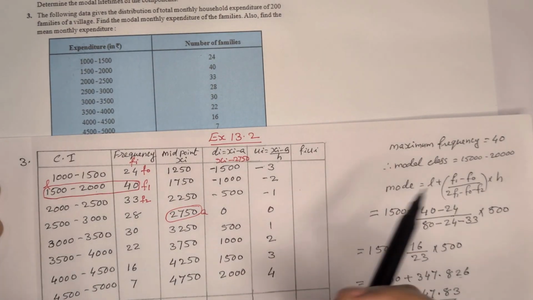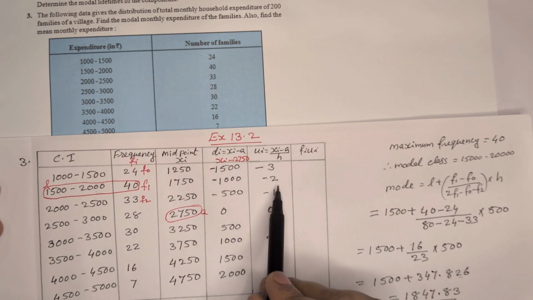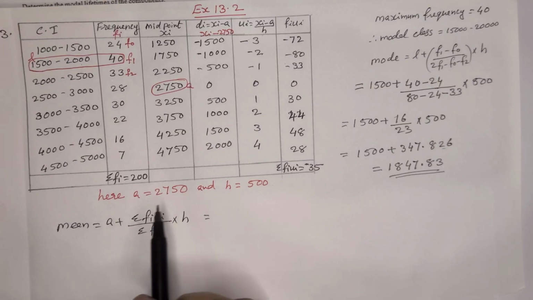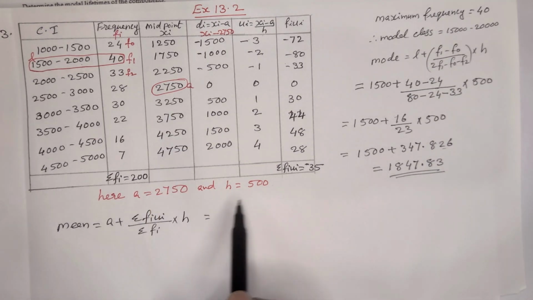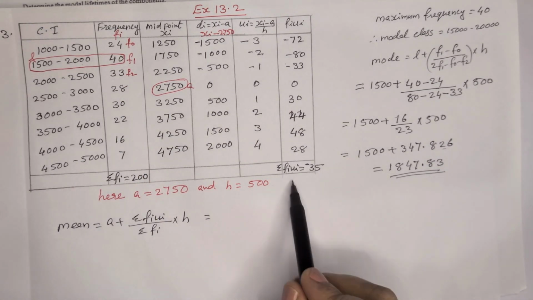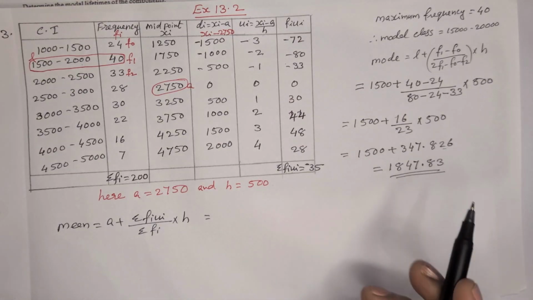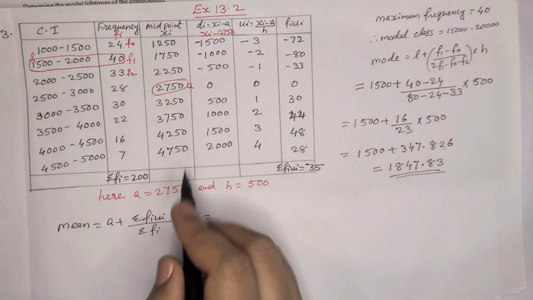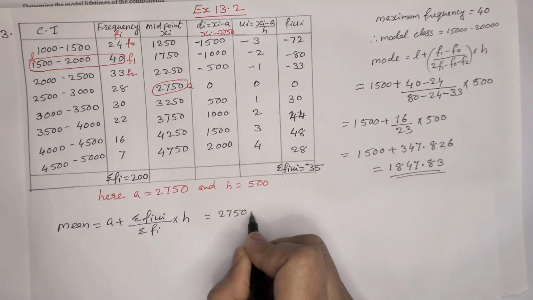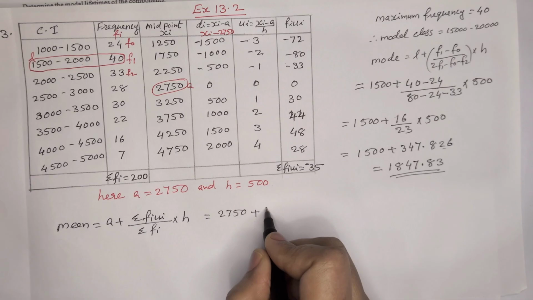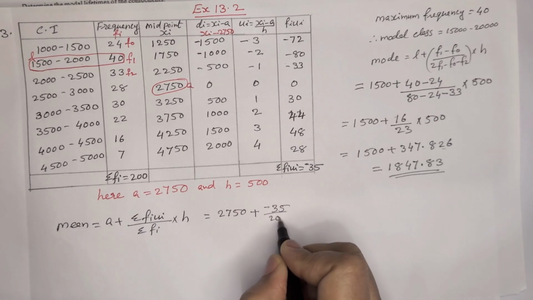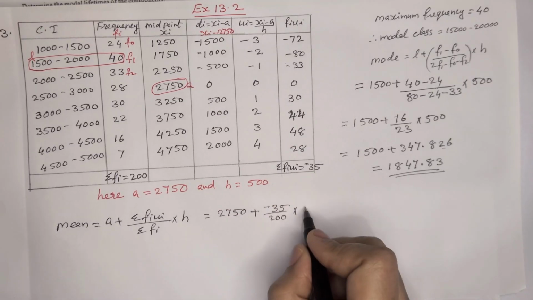So that will come as minus 3 into 24, minus 2 into 40. You can write it here. Here A is equal to 2750 and h is equal to 500. Total frequency 200. Sigma fi ui is minus 35. So we can apply the values here. A is 2750 plus sigma fi ui, that is minus 35, divided by sigma fi 200 into h is 500.